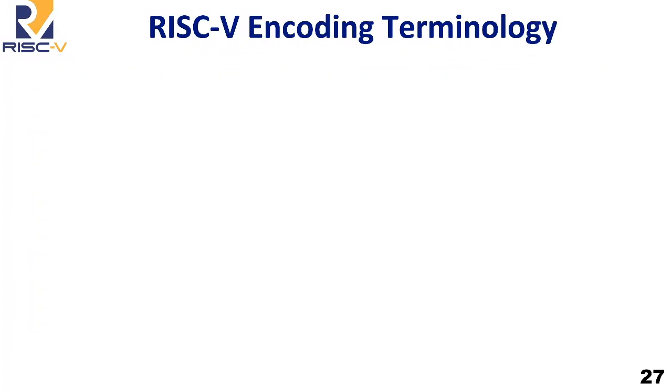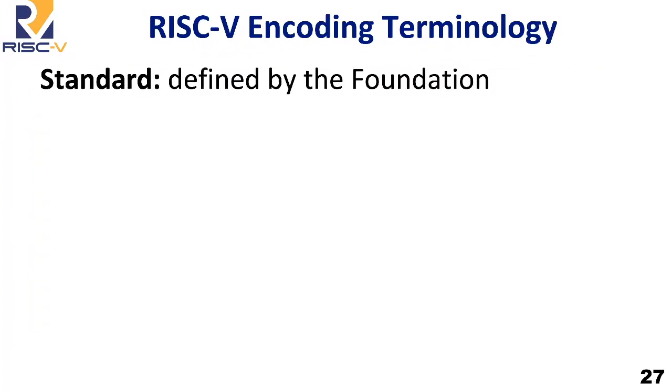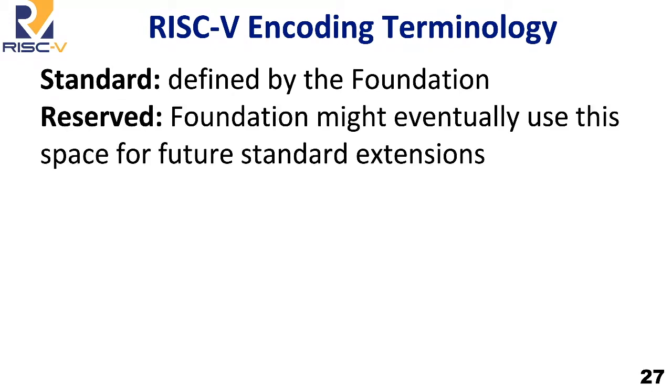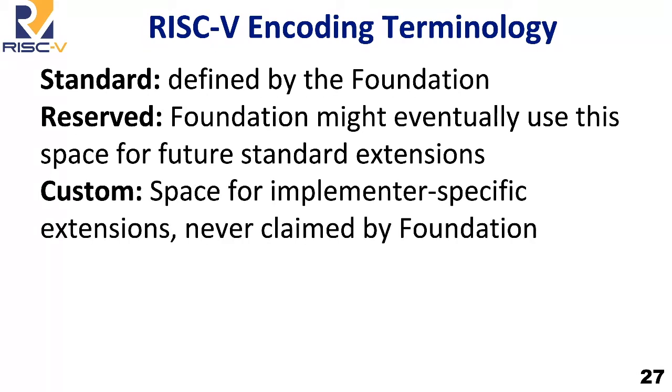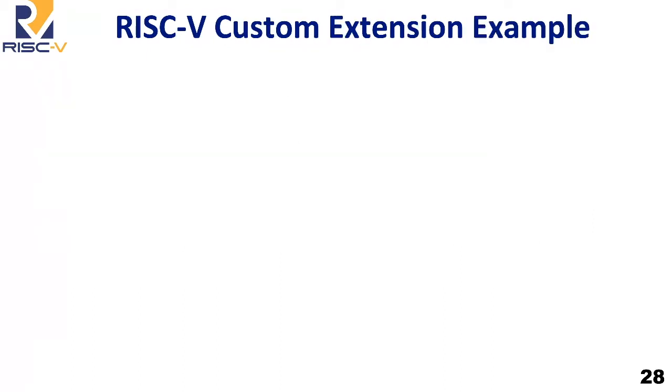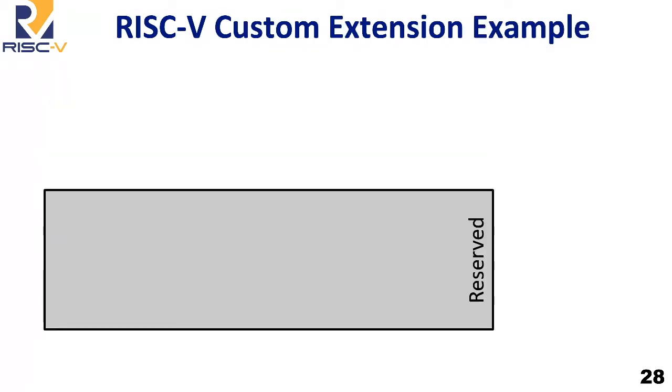One thing I'll talk about is how you add custom stuff to RISC-V. The foundation defines the standard ones. We also reserve space that will eventually be used for future extensions, but a portion of the space is left to be custom, and that's space that we will never use for anything standard. That's where you can add your own stuff without worrying about conflicting with anything that comes later from the foundation.